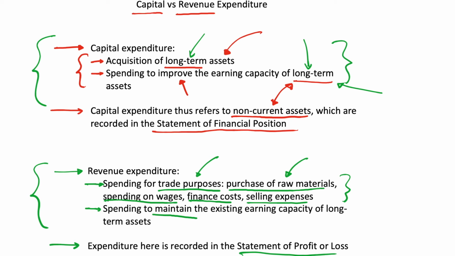Hopefully those key differences between these two are clear. If I was to try to make it easier to remember, we just think of capital as long-term and revenue as short-term, but there are a lot more subtleties to these expenditures than that. So if we can try and remember these two criteria for each of them as what they include, then we'll be well on our way to explaining the difference between these two types of expenditure.